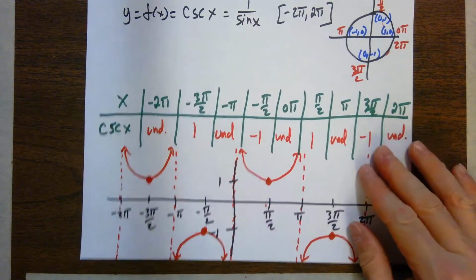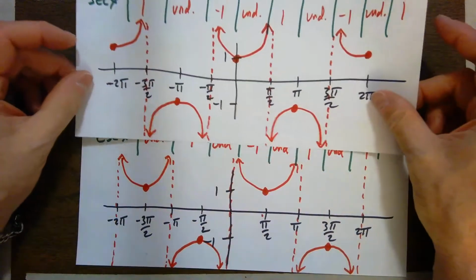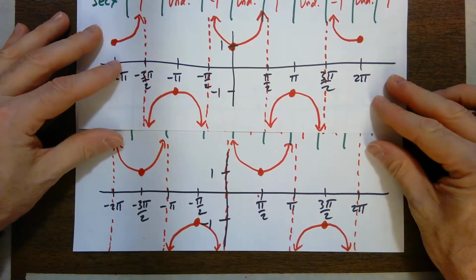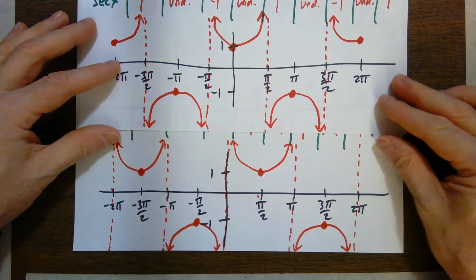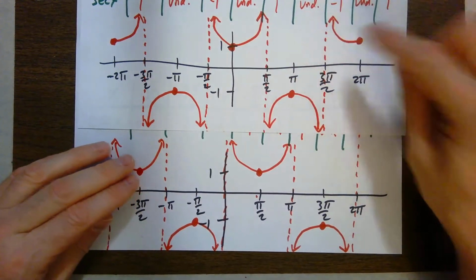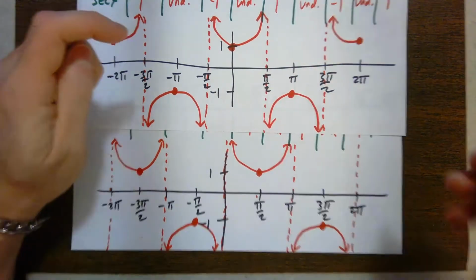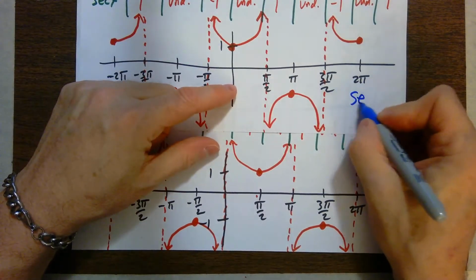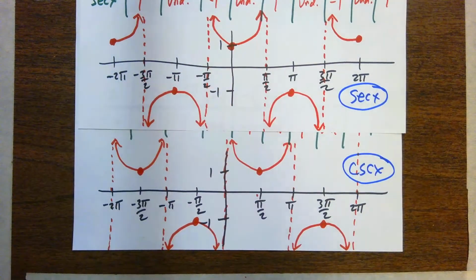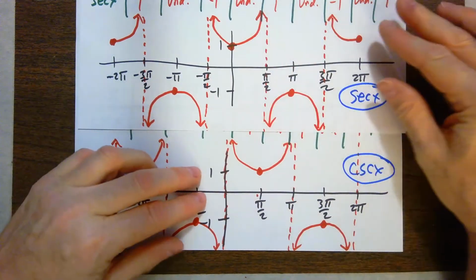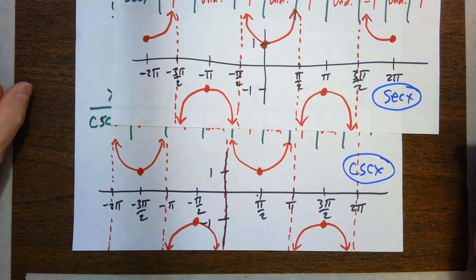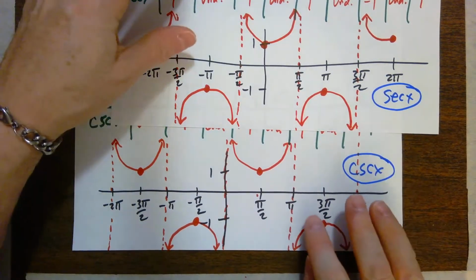So again, let's lay these on top of each other and take a look at them. Are these phase shifted? If I moved one over, could I get the other one? Let's see. Let's write down what each one of these is, so we can keep track of them. Remember, this is secant x, and this is cosecant x. If I took secant and moved it over pi over 2, would it be the same? Yeah, I think it would. They would, wouldn't they? They really would. They are phase shifted of each other.